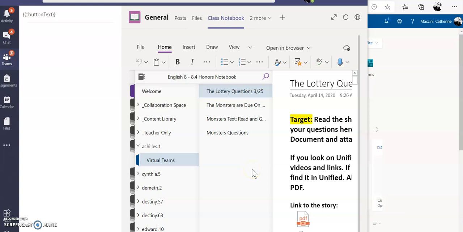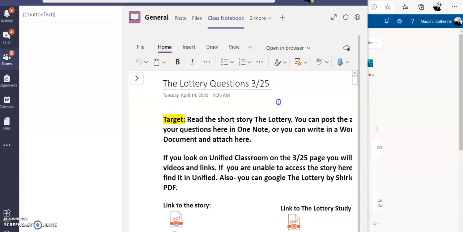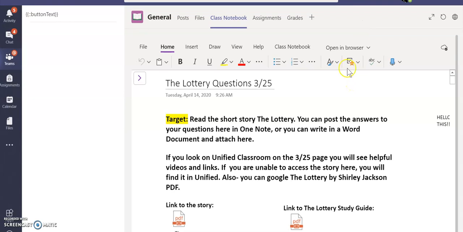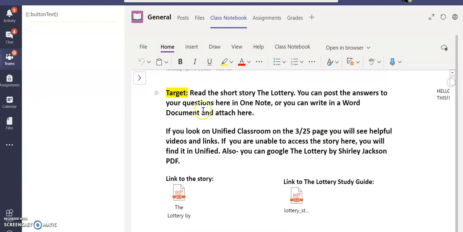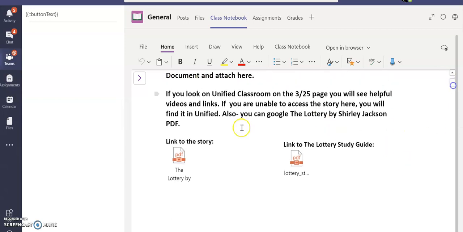Here are the assignments that really should be completed, okay? The first assignment that I ever gave you was on a short story called The Lottery. Let me see if I can make this bigger. Yes. Okay, so here's your learning target. You can read the short story, The Lottery, and post answers to the questions. Here is the link to read the story. Here is a resource for the study guide.